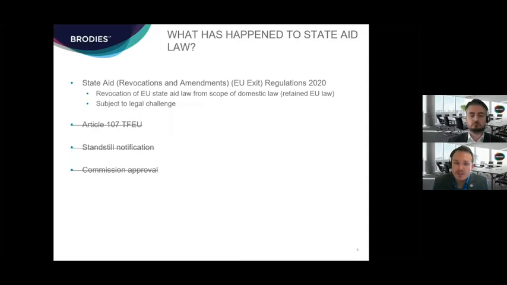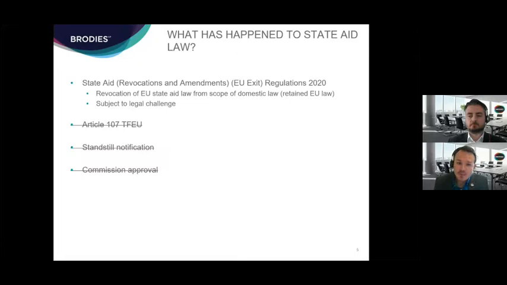Now that means that Article 7 of the TFEU no longer applies, standstill notification requirements no longer apply, Commission approval is no longer something that is applicable within the UK. That was, I've mentioned there, subject to a legal challenge. The challenge was withdrawn because of the bill while it's going through, but that essentially means that the legality of those regulations has never been tested. We're just proceeding on the basis that they are what they are, but that was something that did happen.